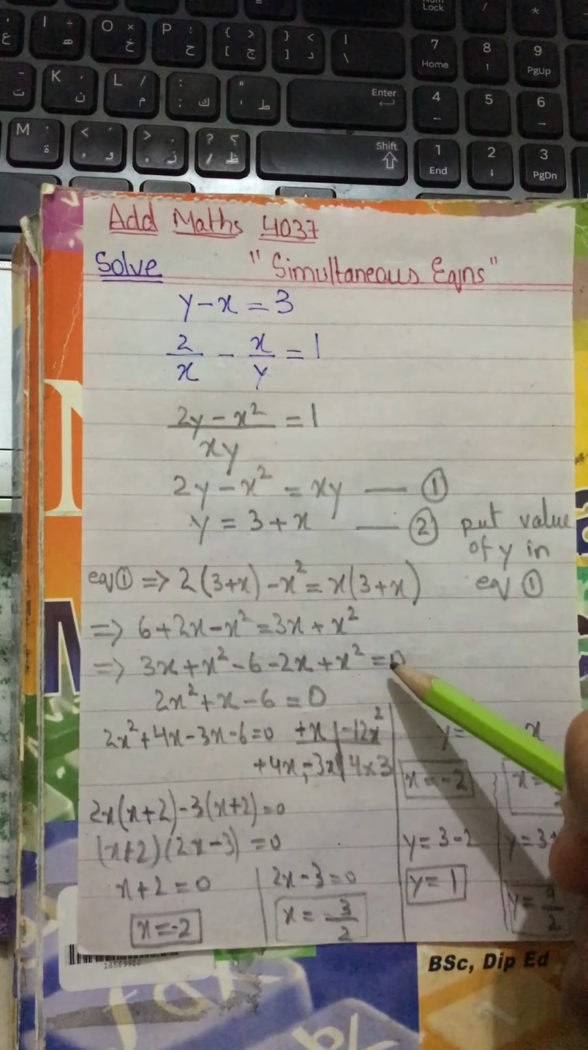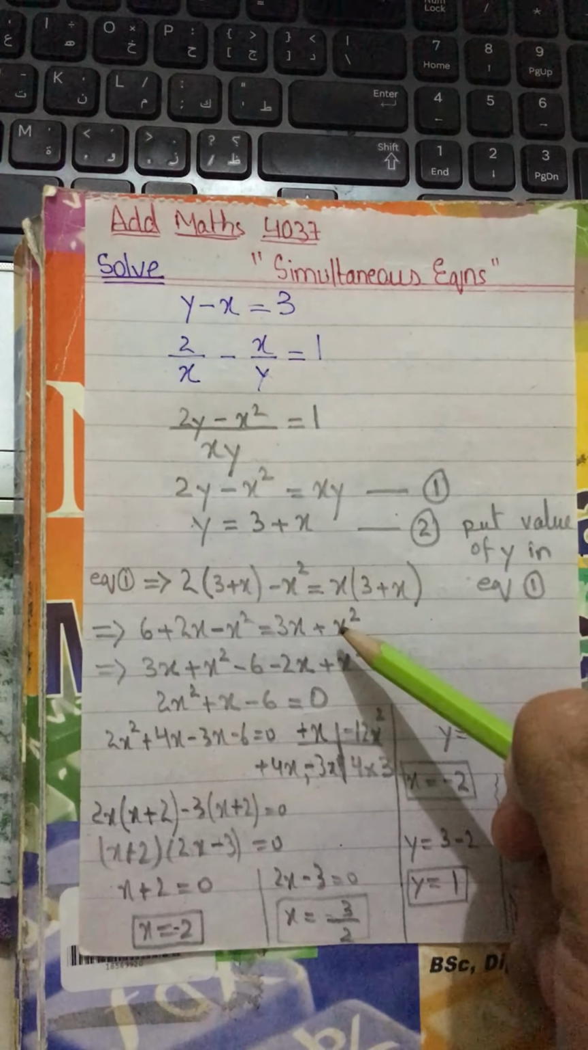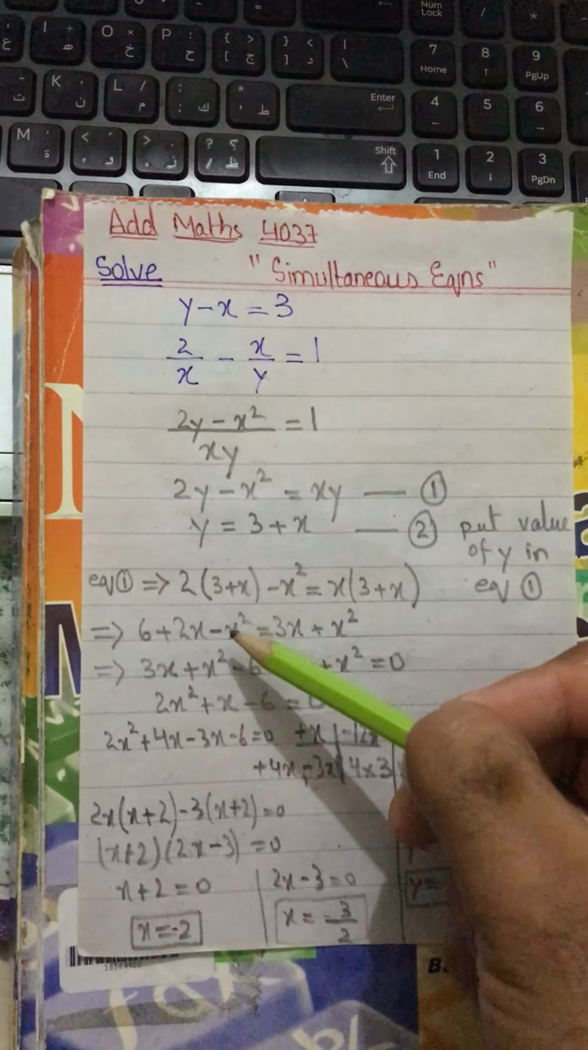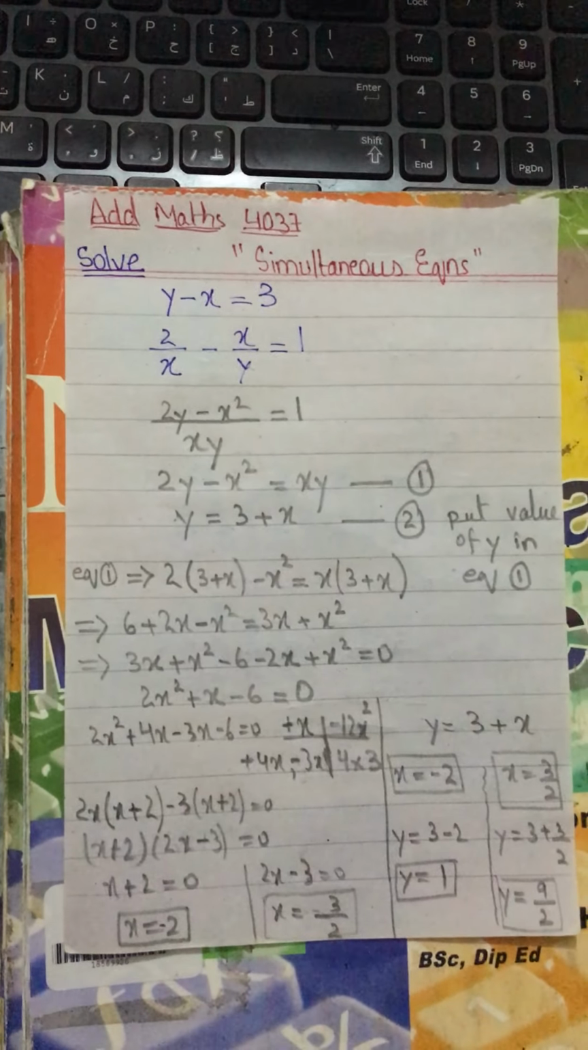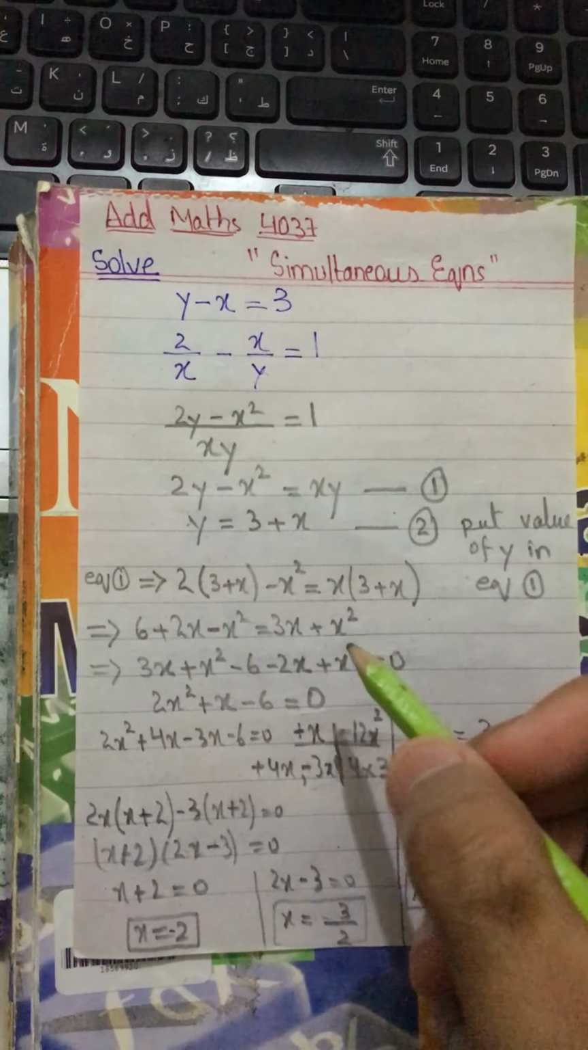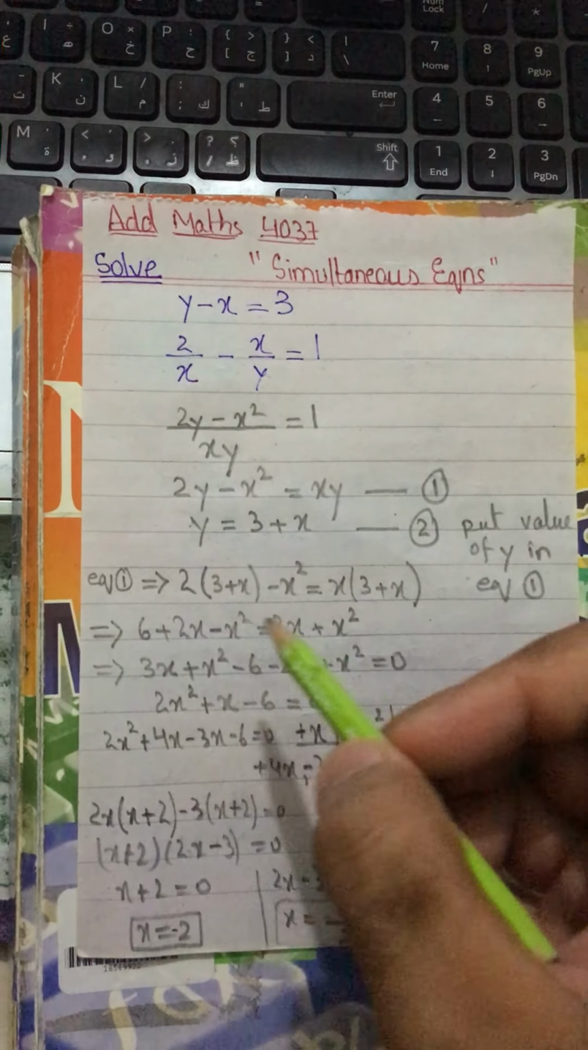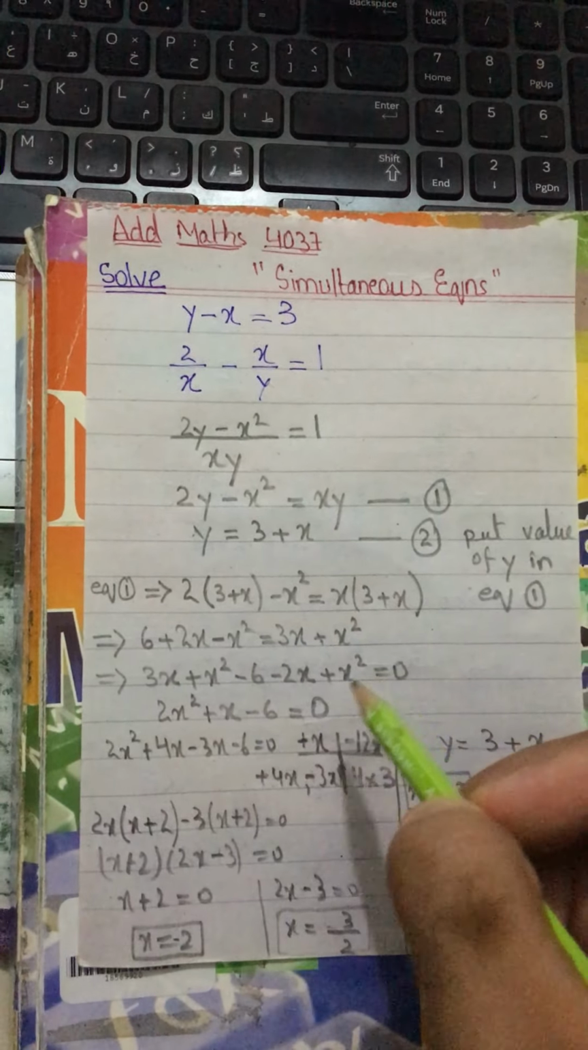And you can also move this side on the other side, but it will make the coefficient of x square negative, which is not an ideal condition. So we avoid this type of situation and we move the negative x square to the other side.